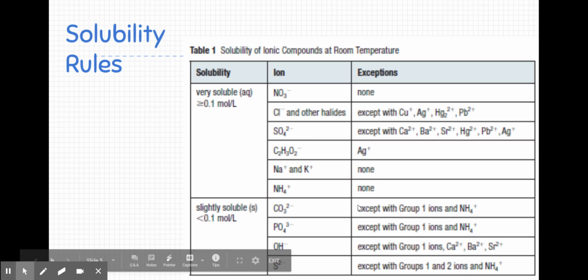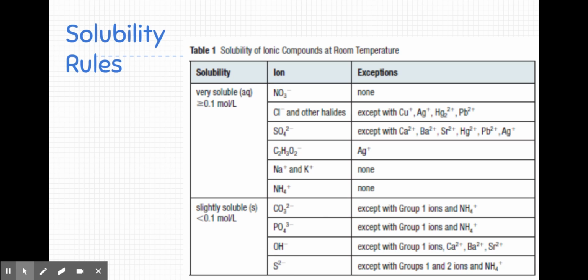The same setup is here with the ions that have low solubility. Carbonates, phosphates, sulfites, and hydroxides mostly are slightly soluble, but there are some exceptions as well. And you can see those exceptions are typically group 1 ions and ammonium and a few other group 2 ions as well.